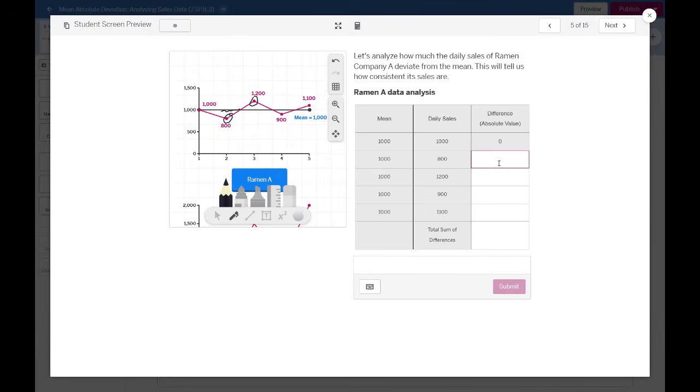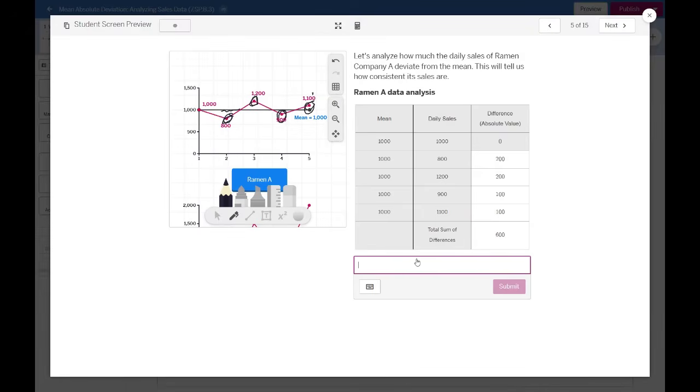Therefore, we know that the 800 and 1,200 is 200 away from our mean. Then also the 900 and 1,100 is 100 away from our mean. So we have 100 for both 900 and 1,100. And the total difference that we have is 200 plus 200 plus 100 plus 100, which is 600. So we know that the distance and the difference of the different data points that we have is not consistent. We have 200, we have 100, so we need to even that out.